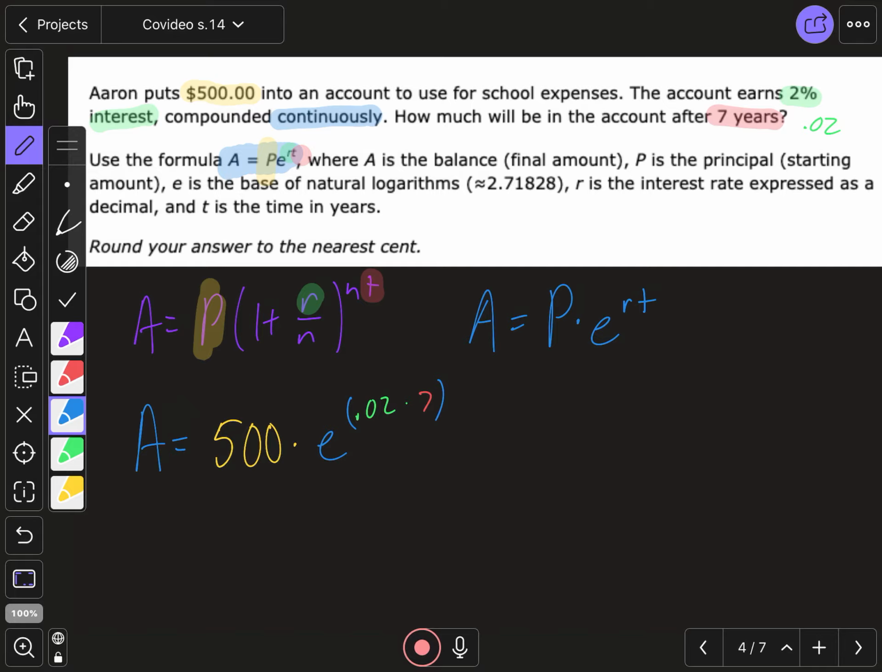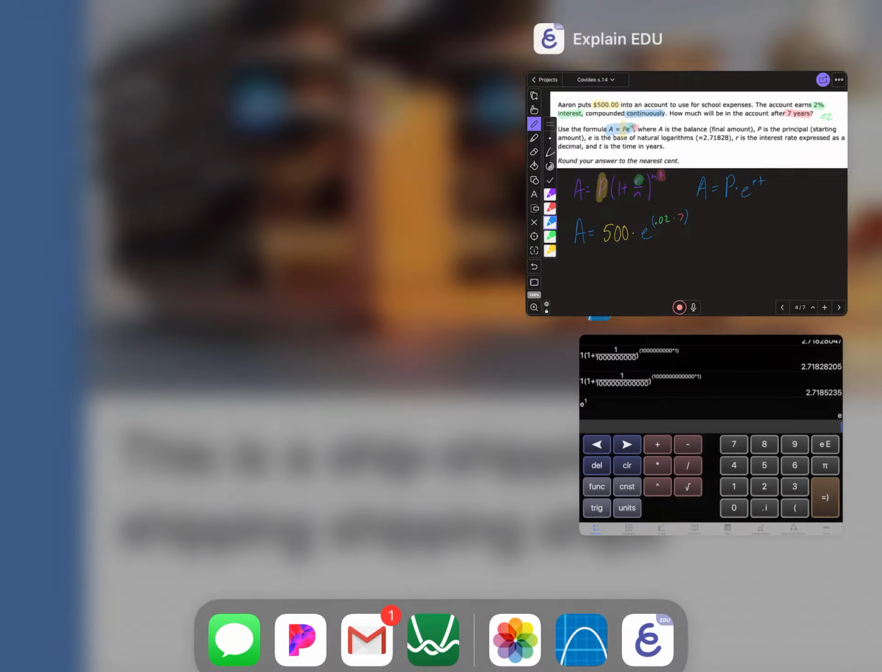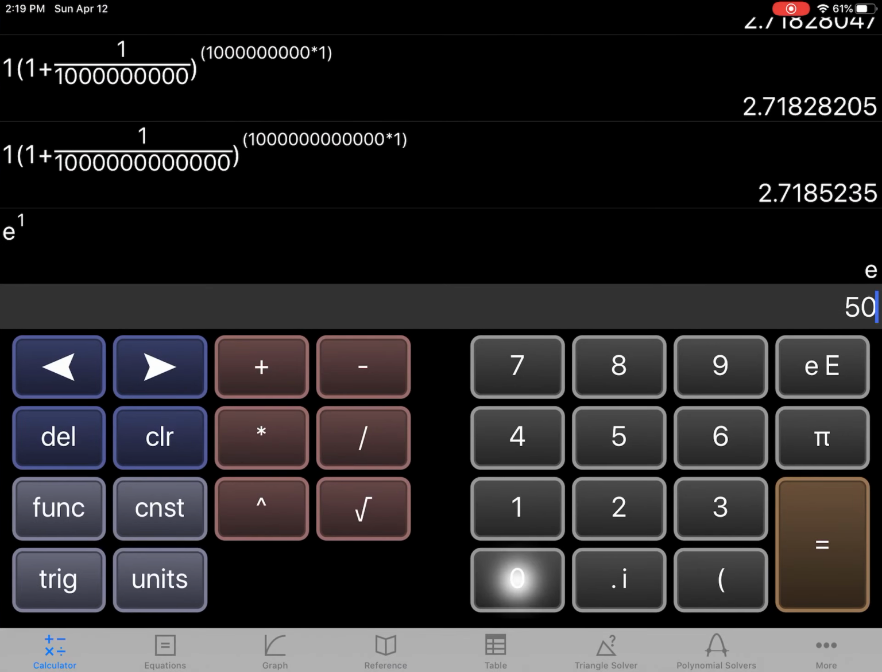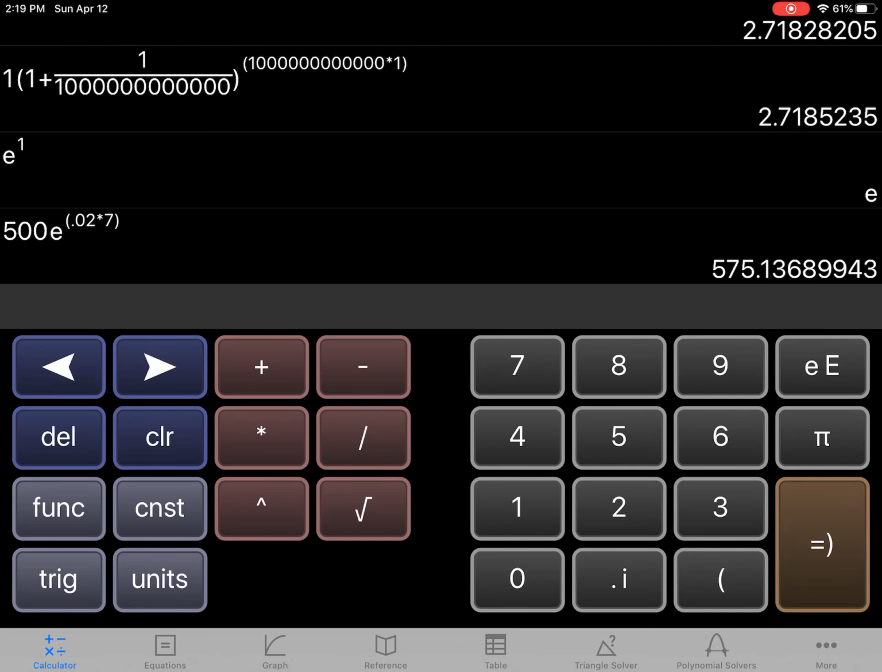So 500 times e to the 0.02 times 7 power. I hit my e button, caret on this one. A lot of times with those other calculators, the caret will automatically pop up. And then times 7, put that in parentheses. Again, you have to put that in parentheses or your calculator probably will mess it up. I'll show you how this one would mess it up also. I'll type it the wrong way just to show you.